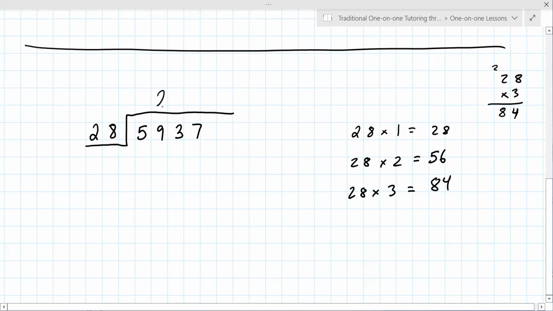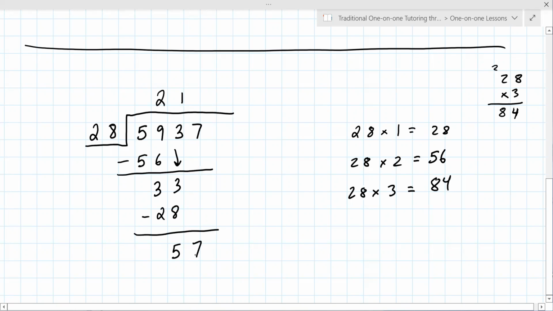2 times 28 is 56. You subtract, you get a 3, and you bring the 3 down. 33. It can go in once. Okay, we already have that. So 28, subtract, 57. It can go in twice. Twice, agreed, with the remainder of 1.